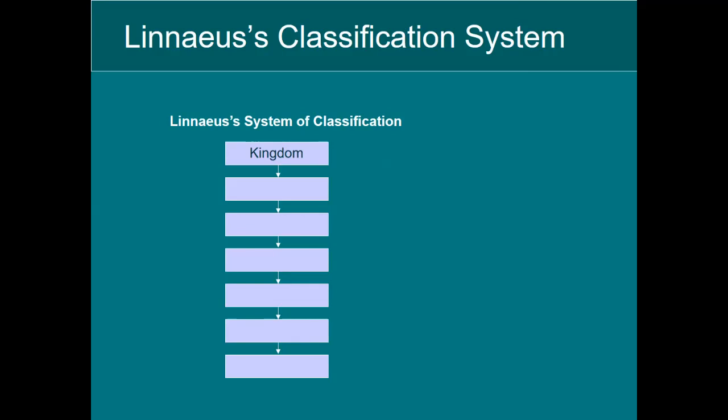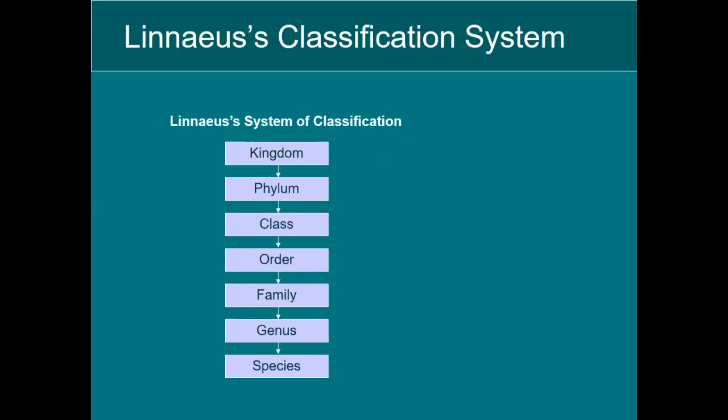So if we start up here at the top with kingdom, we go kingdom, phylum, kingdom, phylum, kingdom, phylum, class, order, family, genus, species, science is a blast. Hey, kingdom, phylum, kingdom, phylum, class, order, family, genus, species, science is a blast.